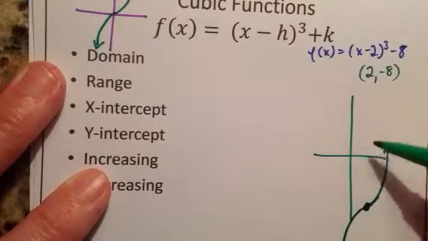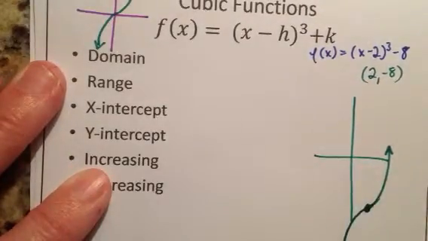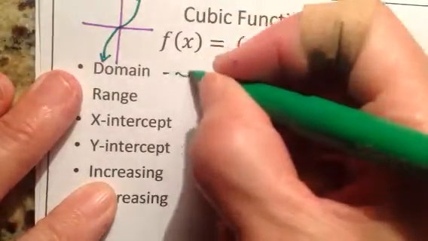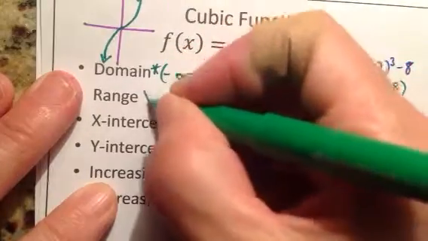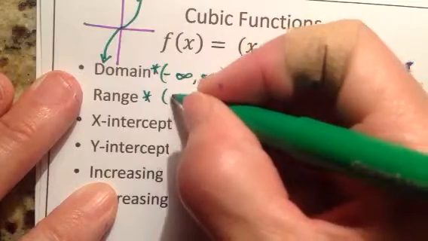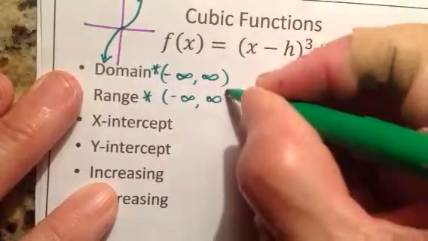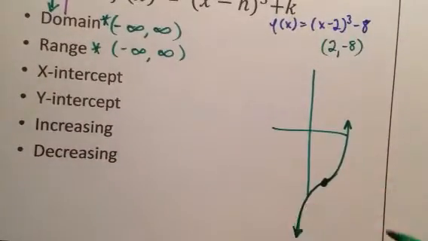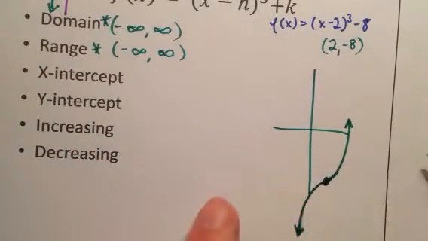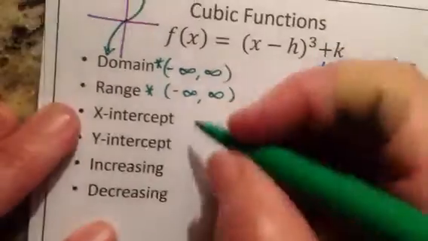So my domain. For all of these cubic graphs, they're really nice. They're going to be negative infinity to infinity. Always, always, always going to be the same. And the range is always going to be negative infinity to infinity. So these are nice. These are repeated ones. If you look at this graph, you can see the x values continue to expand, and the y values obviously go all the way up and all the way down.